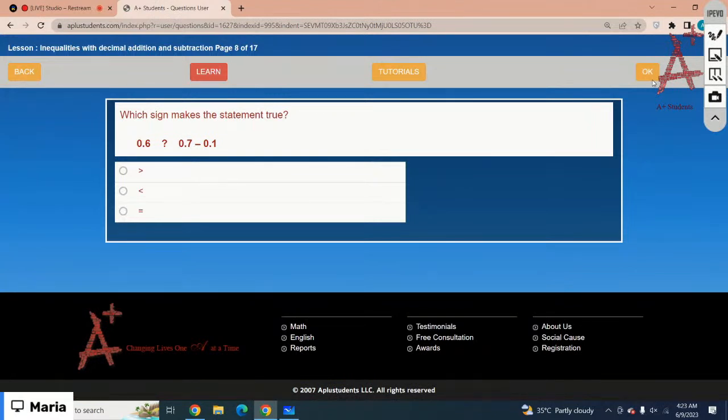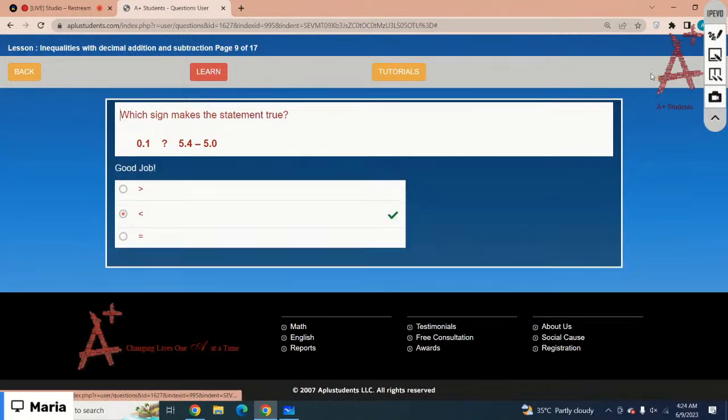Okay, which sign makes the statement true? 0.6 and 0.7 take away 0.1. So which is the correct option? They are exactly equal because 0.7 take away 0.1 is 0.6. Okay, so which is the correct option? 5.4 take away 5.0 is 0.4. Got it? That means 0.1 is less than 0.4.